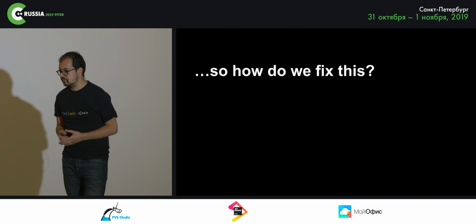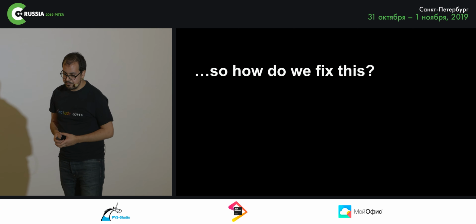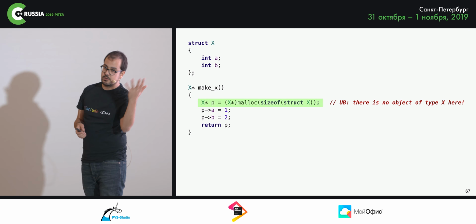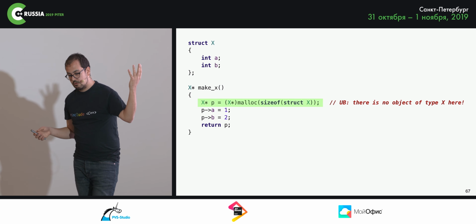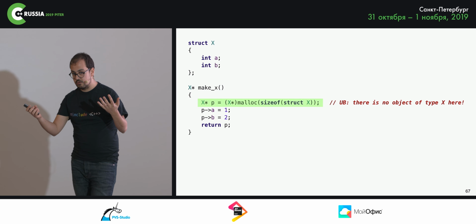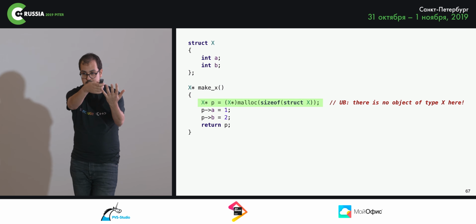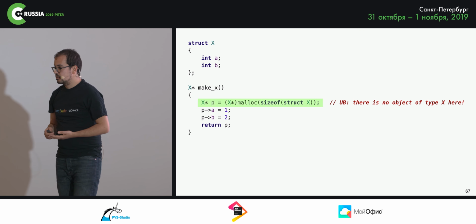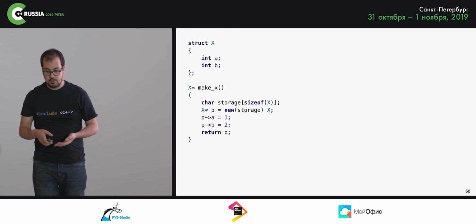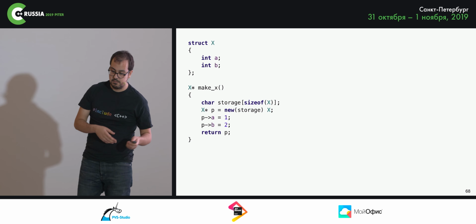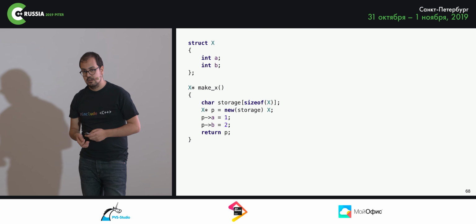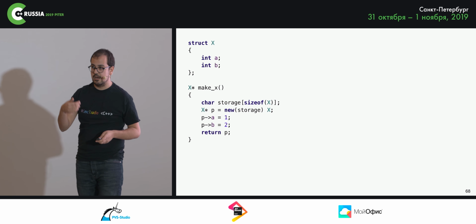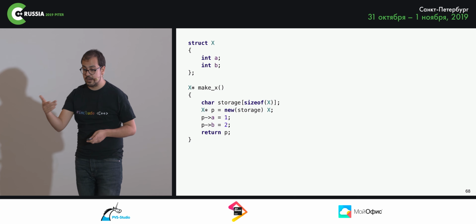Okay, how do we fix this? Depends. If you go back to this situation where we have some bytes and we want to access it as if it were an X, we need to create an object of type X. So what we can do is placement new an X into it. Placement new will actually run the constructor, so then you actually start the lifetime. You actually create an object of type X.